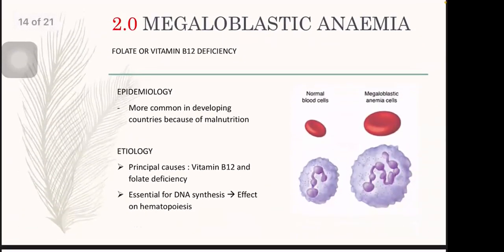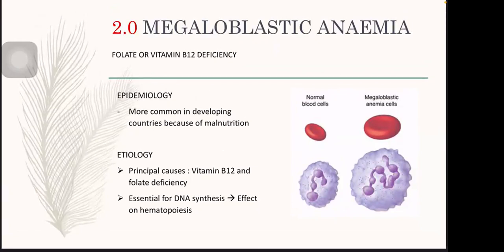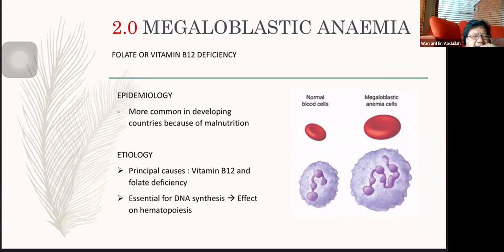I'll proceed with another type of nutritional anemia, which is megaloblastic anemia. Based on epidemiology, it is more common in developing countries because of malnutrition. More common compared to developed countries, yes, but it is not common. The commonest anemia in developing countries is iron deficiency anemia. Folate deficiency is not common. B12 deficiency is very uncommon.